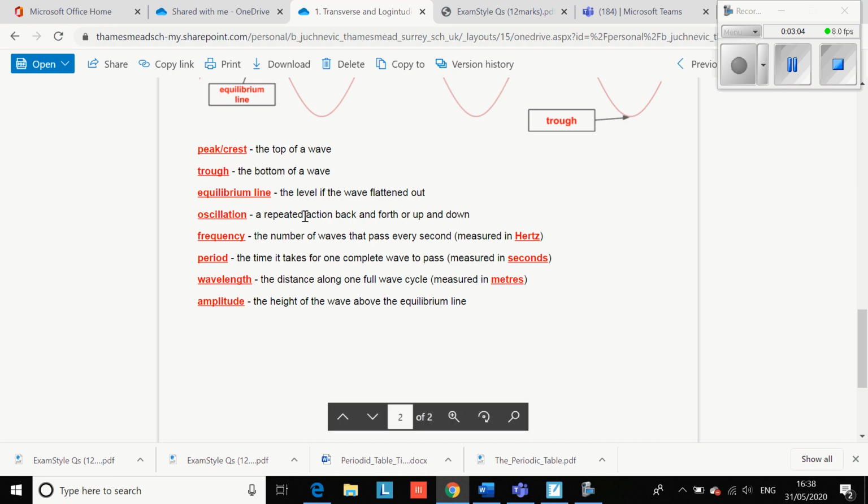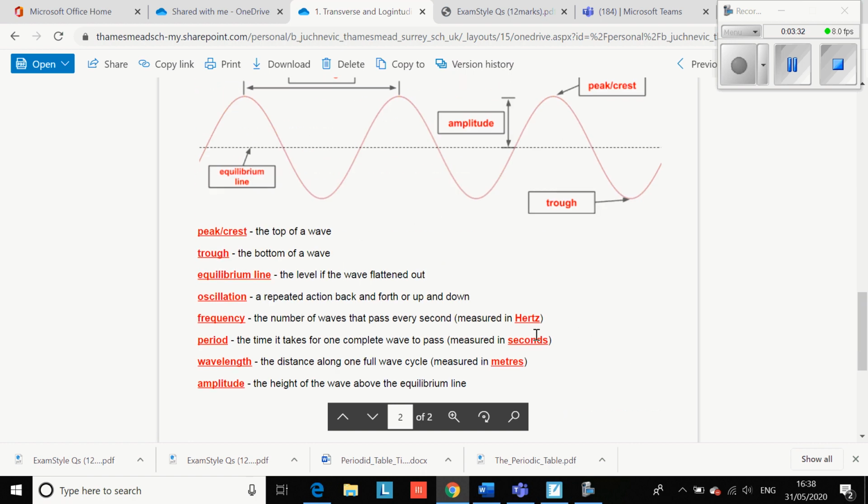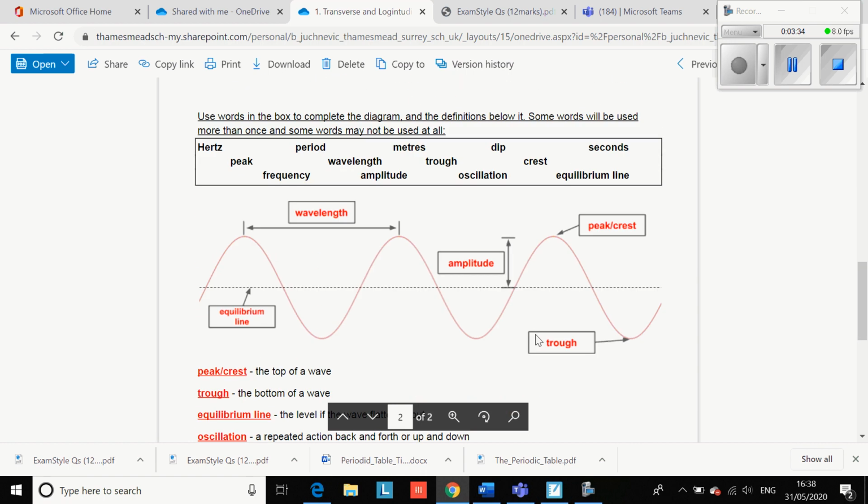Oscillation, a repeated action back and forth or up and down. Frequency is the number of waves that pass every second, and it's measured in hertz. A period, the time it takes for one complete wave to pass, is measured in seconds. The wavelength, the distance along one full wave cycle, measured in meters, and the amplitude, the height of the wave above the equilibrium line. Okay, so there are your answers, and I'll also put those up on assignments. So if you didn't quite get them all, you can go back in later and just check.